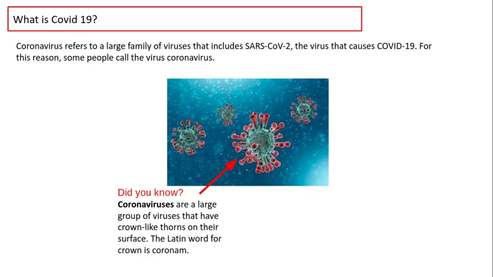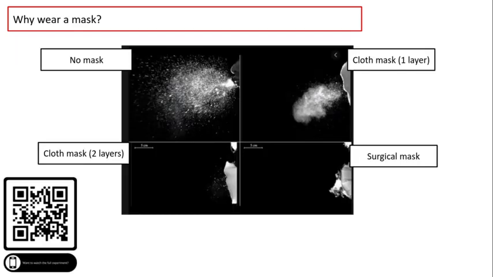So, what is COVID-19? The coronavirus refers to a large family of viruses that includes SARS-CoV-2, the virus that causes COVID-19. For this reason, some people call the virus coronavirus. Coronaviruses are a large group of viruses that have crown-like thorns on their surface. The Latin word for crown is corona, hence the name.